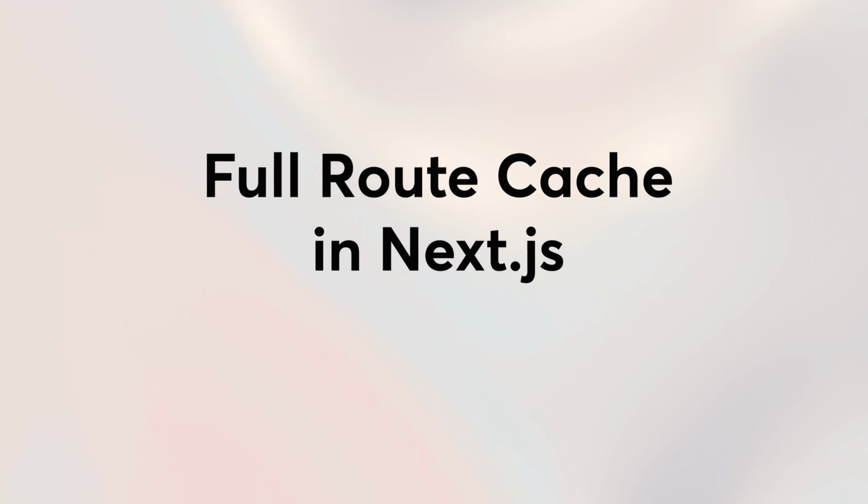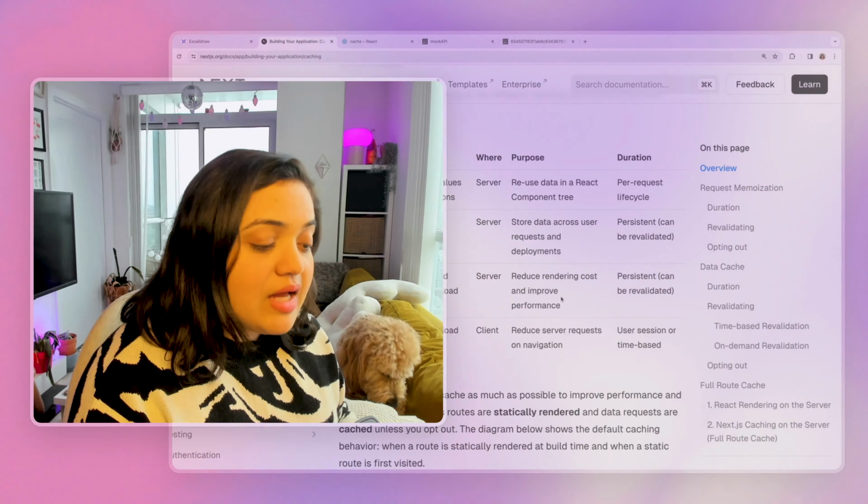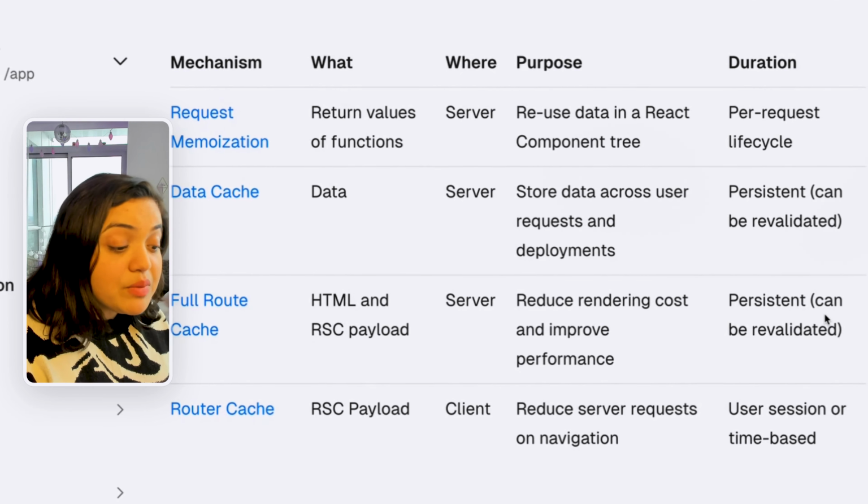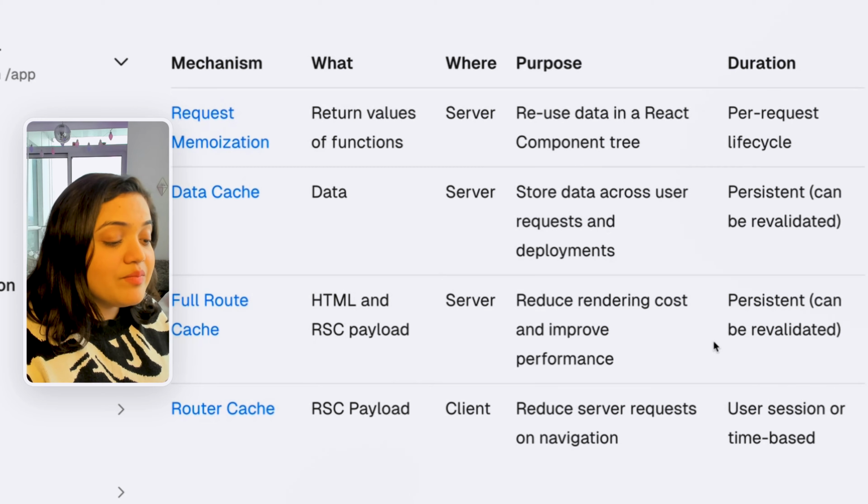Now the next one is full route cache. With full route cache, this is going to cache the HTML document as well as the React server component payload, but this time it does happen on the server, and its purpose is to reduce the rendering cost and improve performance. And it can be persistent. That means the duration is persistent and can be revalidated.